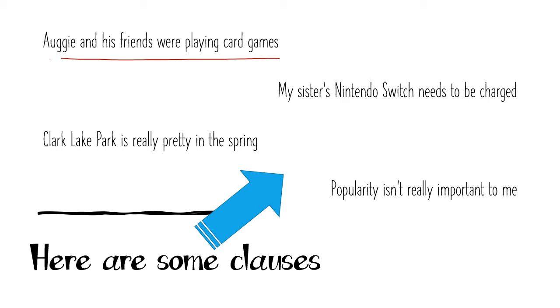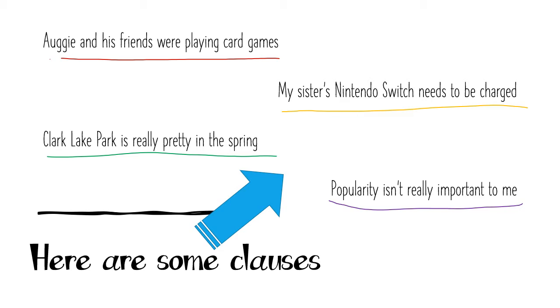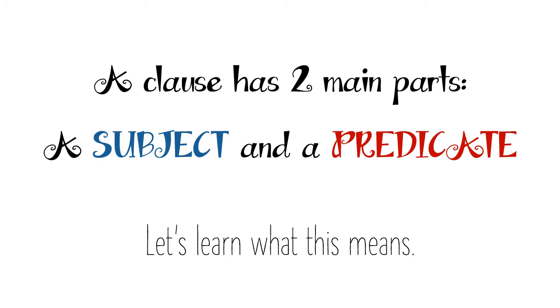Here's another clause. My sister's Nintendo Switch needs to be charged. It's another clause. A third one here. Clark Lake Park is really pretty in the spring. It's another clause. And then I've got a fourth example of a clause here. Popularity isn't really important to me. So these are 4 different clauses. So in just a moment, we're going to dig in and see if we can figure out why these are clauses.